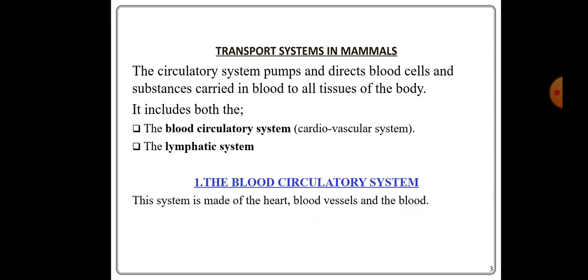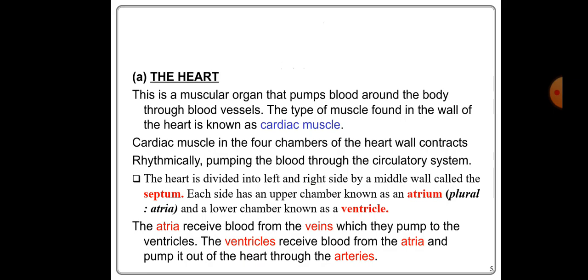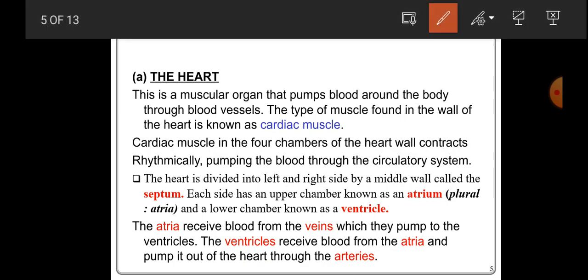This is a diagrammatic representation of blood circulation. Let's look now at the organs in the blood circulatory system. Our first organ we are going to look at will be the heart. The heart is a muscular organ that pumps blood around the body through blood vessels.